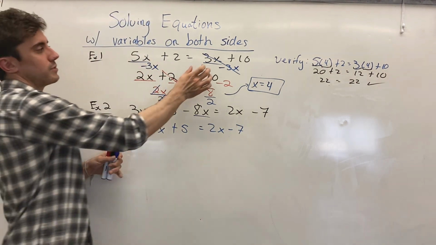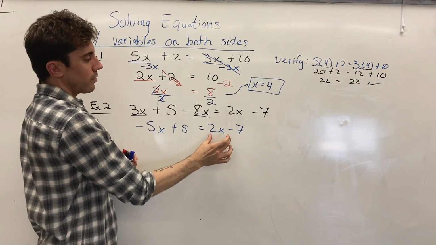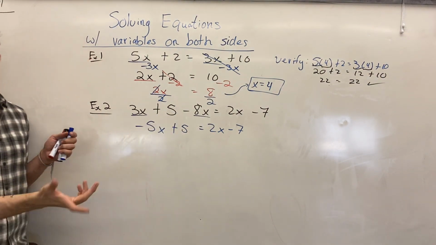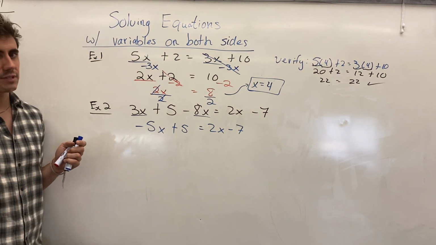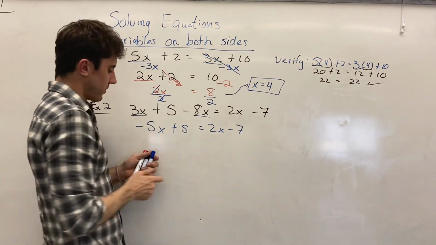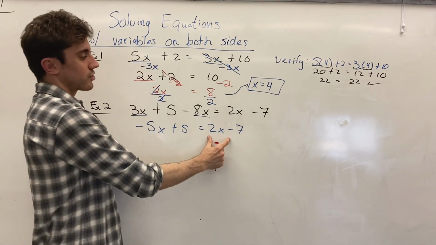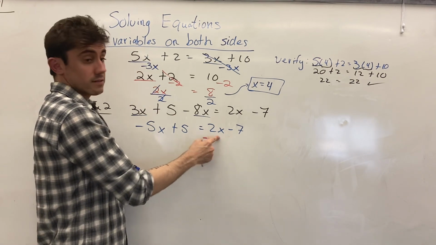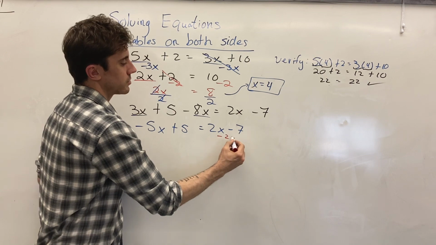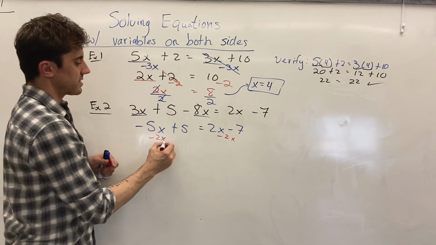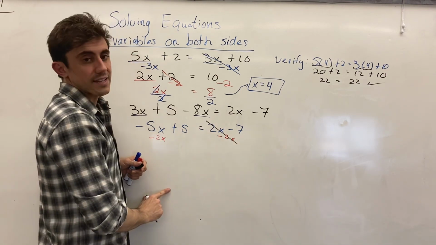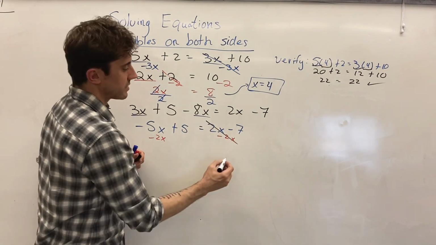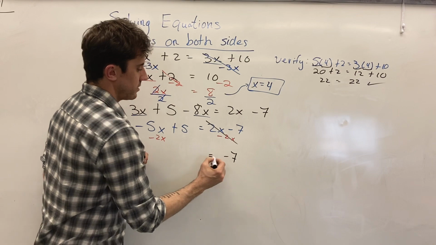Now, just like we did up there, we're going to move all the x terms onto one side. We can decide which side we want to move them on. Either side works. I'm just going to use the left side because that's most commonly what we do. So if we want to get rid of the x term on the right side, we want to take away 2x, and so we'll subtract 2x. We always do the same thing on both sides, and so we see that the 2x's cancel out on the right side, and so all that's left is the negative 7.